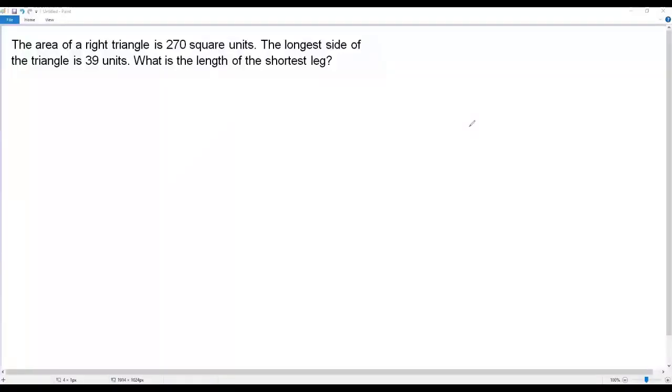Here we have a SAT math question. Okay, let's go to the information. The area of a right triangle is 270 square units. The longest side of the triangle is 39 units. What is the length of the shortest leg?